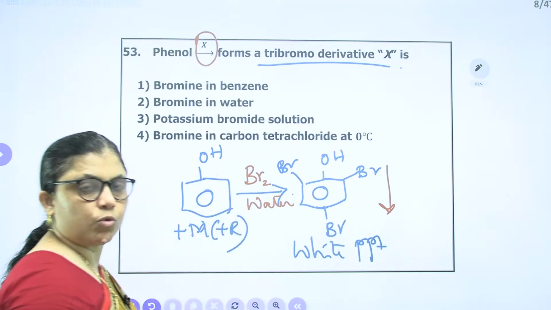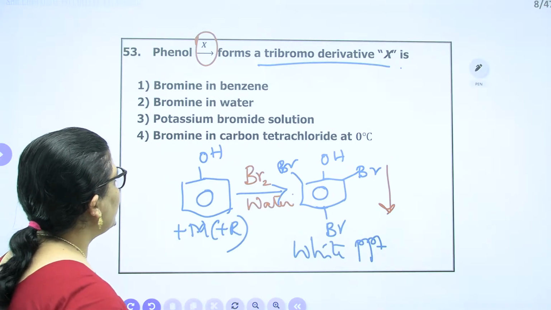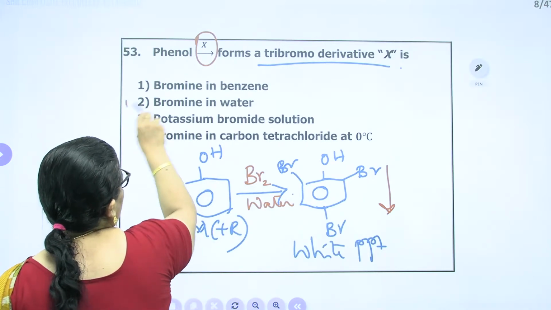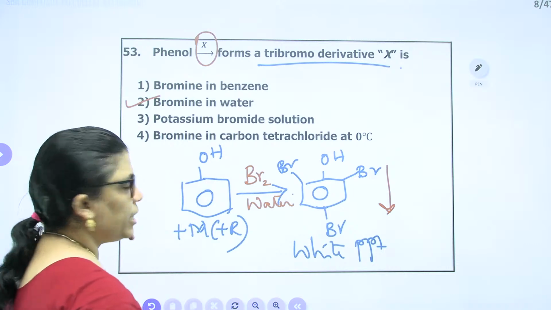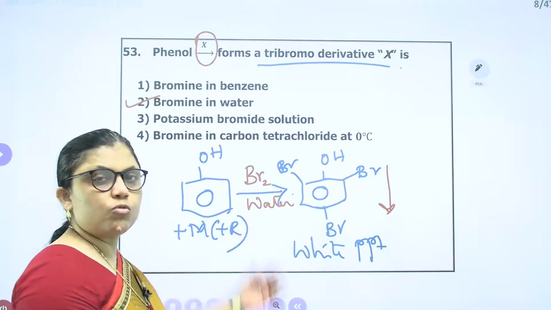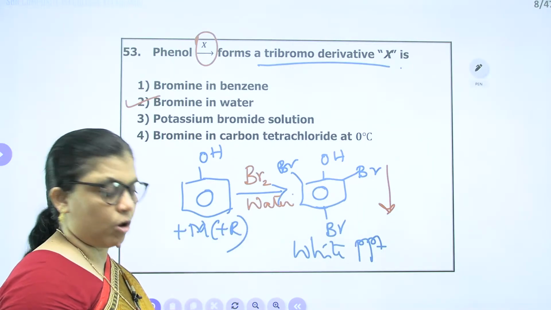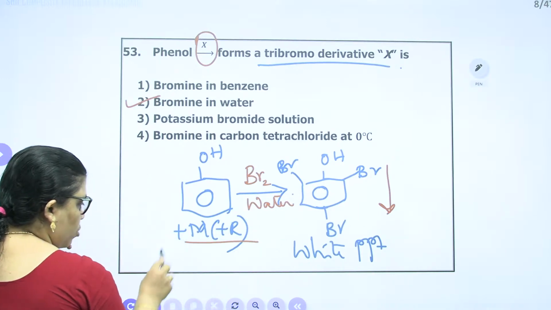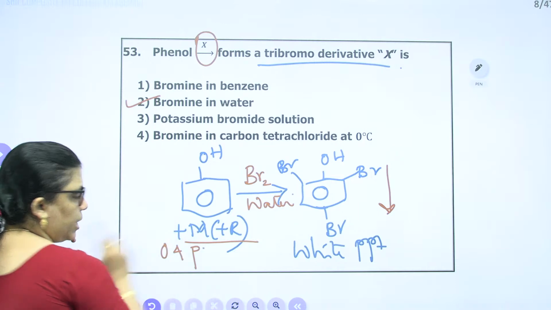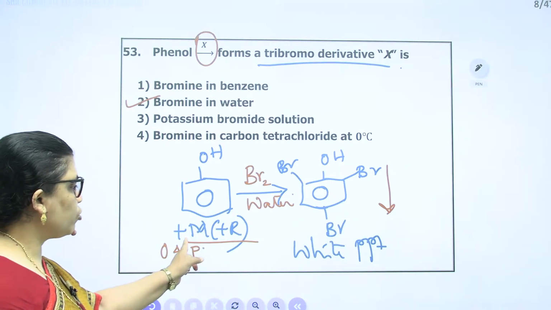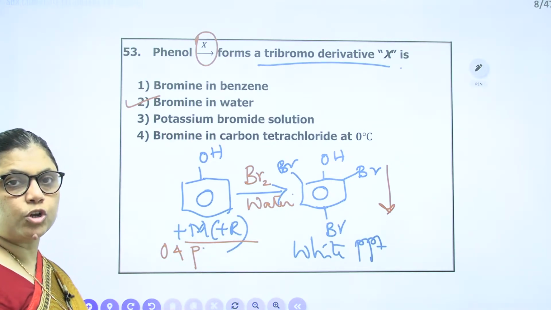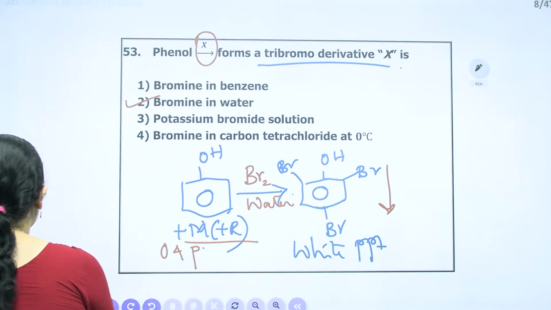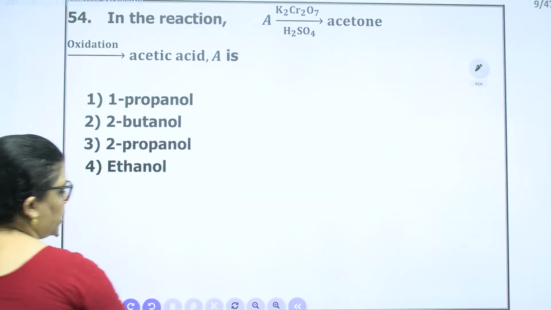Phenol is treated with bromine water. Therefore, we can say the answer is the second option. Bromine water produces 2,4,6 tribromophenol. Phenol is ortho and para directing in nature because of positive mesomeric effect or positive resonance effect. Question number 54.